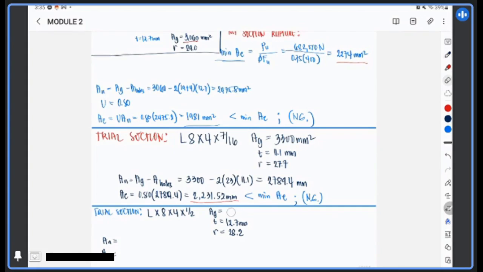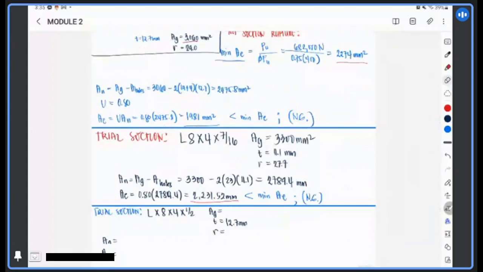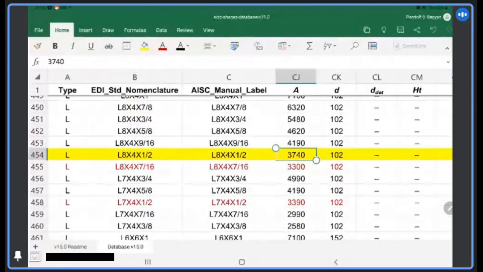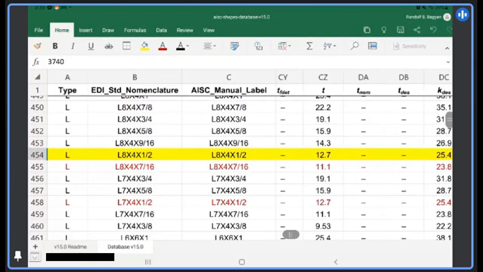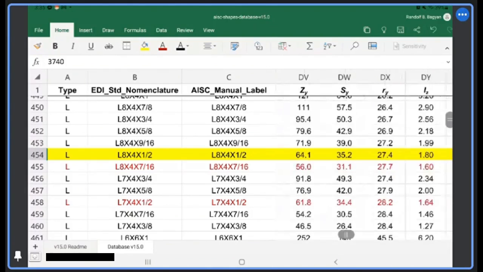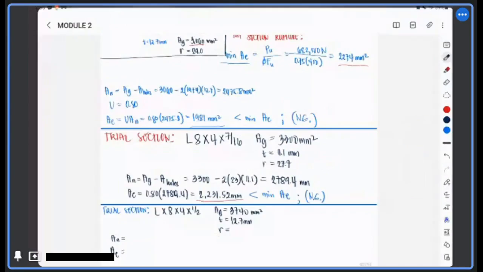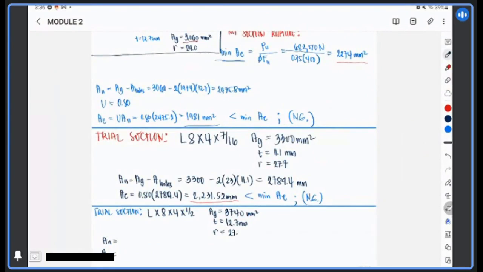Okay, area thickness is 12.7 and radius of gyration. Area is 3,740 square millimeter. And minimum radius of gyration is, pasado na yan. Okay, although we still have to write it. The minimum radius of gyration is 27.4. That's greater than 15, so papasa na siya for slenderness.